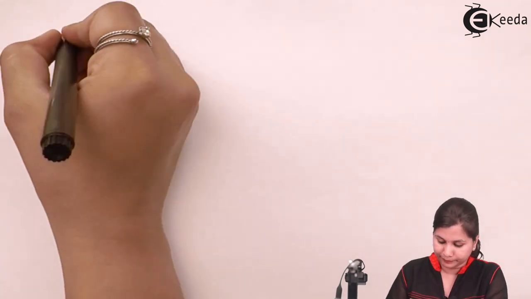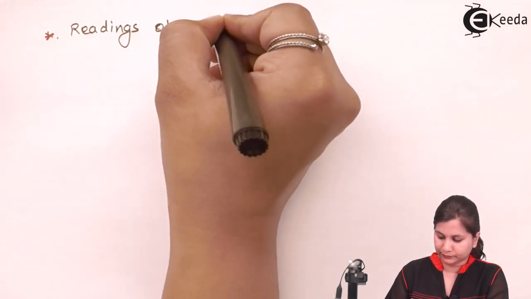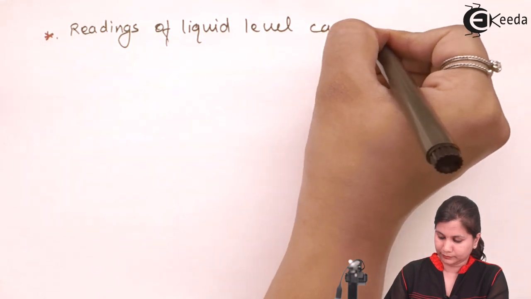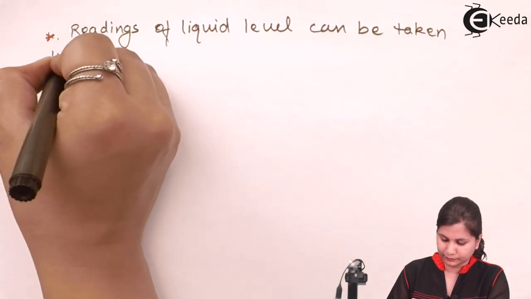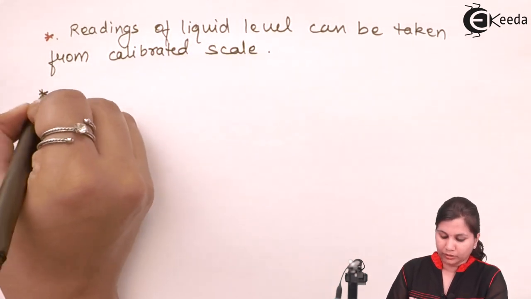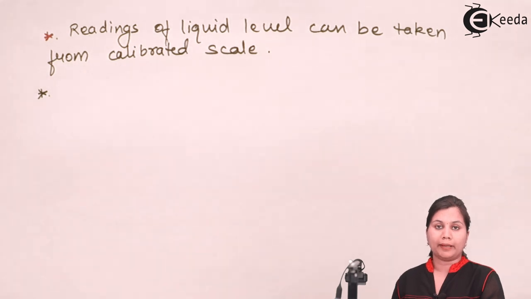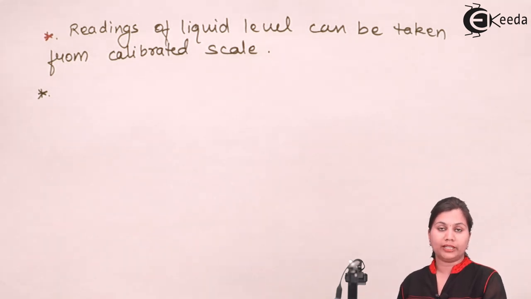We are taking the readings of the liquid level from the sight glass tube. We have a scale over it, and this scale is calibrated in terms of the level of the liquid.